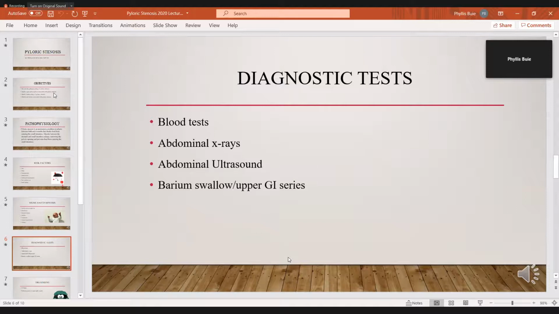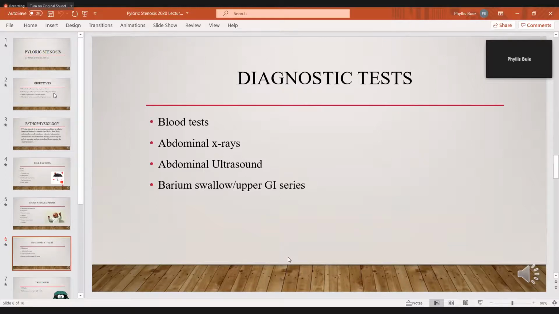And then we may also require a barium swallow or an upper GI study. And this is an X-ray diagnostic test, of course, that examines the organs of the upper part of the digestive system that include the esophagus, the stomach, and the duodenum, which is the first section of the small intestines.